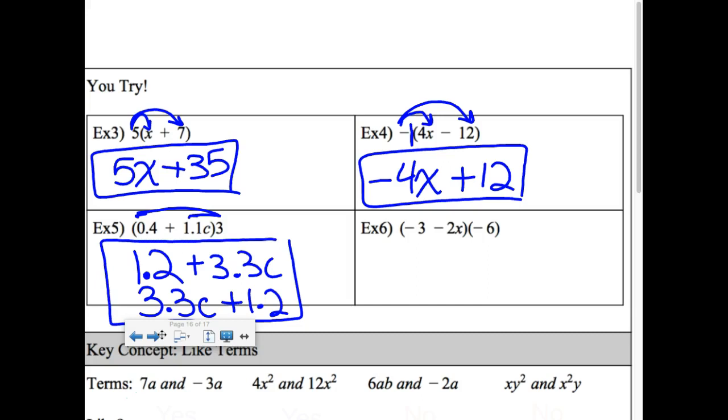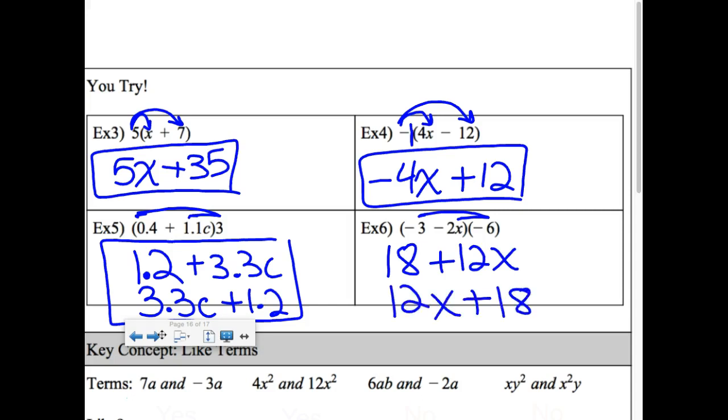All right, and again, this last one, I'm going to take this -6. I'm going to distribute to everything. I'm going to have +18 plus 12x. Again, I can't combine those, and if you did flip it to be proper math writing, that is great as well. All right, so that is the distributive property. I'm going to assume for a lot of us, that should be a review.